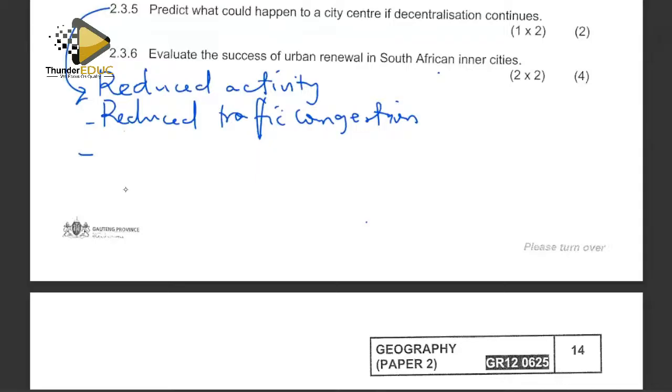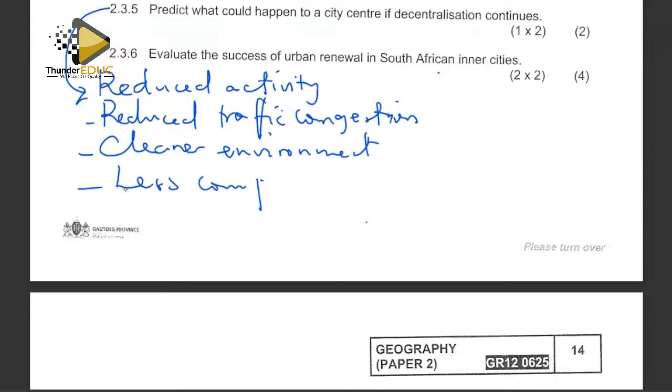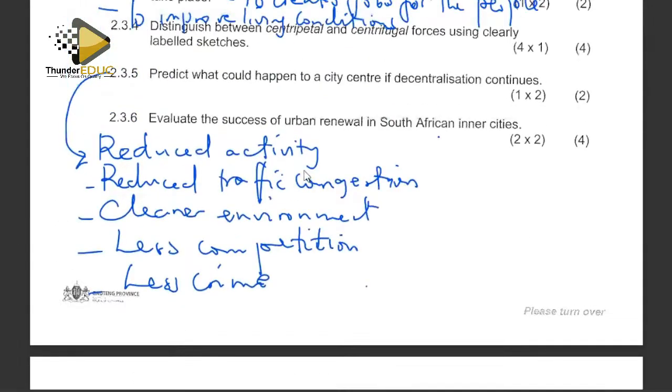And also, we are going to have a cleaner environment, which is a positive. There's going to be less competition. And you can also look at other positive aspects like less crime. Those are some of the things that are likely to happen in the CBD if there's continued decentralization.